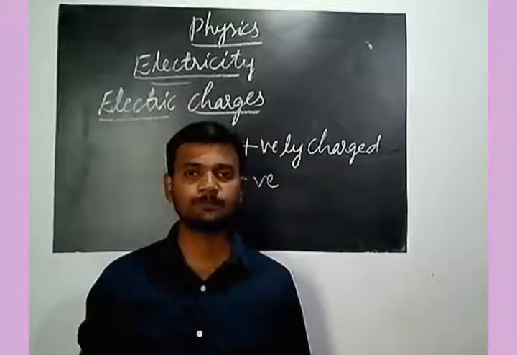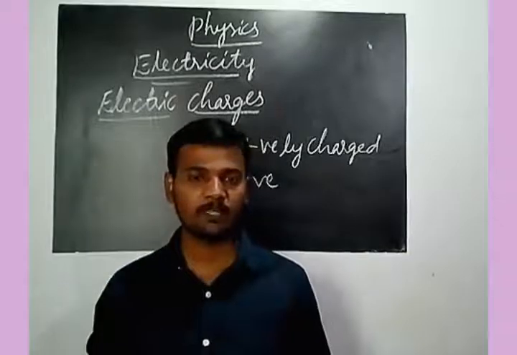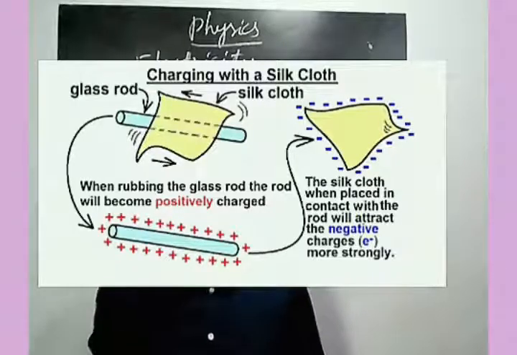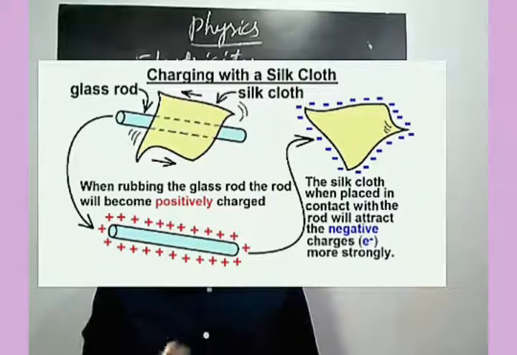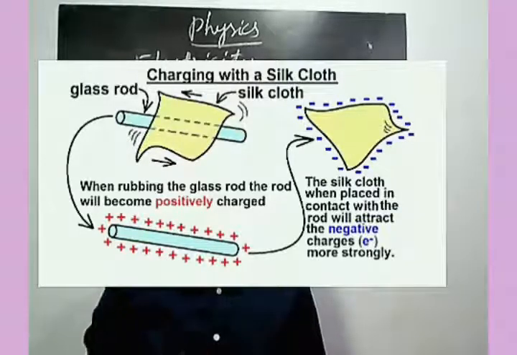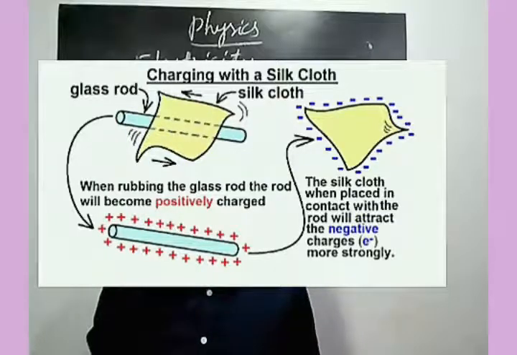For example, a glass rod is rubbed with silk cloth. The glass rod receives electrons from the silk. Here the silk donates or loses electrons, which are acquired by the glass rod. The glass rod acquires the negative charge and the silk cloth acquires the positive charge.